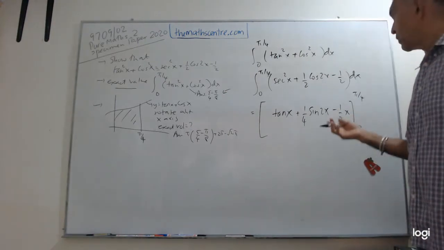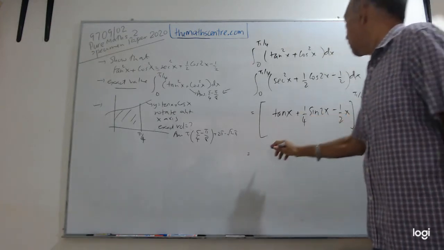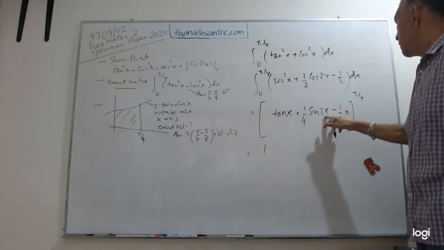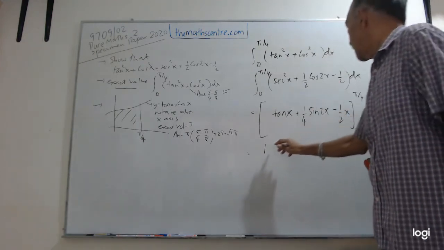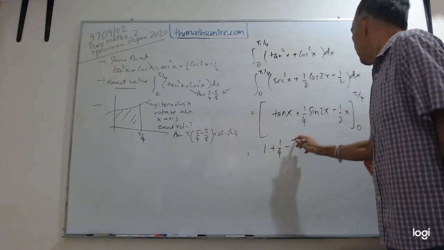We can check it really quickly. Let's plug in pi over 4. So I have tangent of pi over 4 will be 1. And then if I plug in pi over 4 here, it will be pi over 2. Sine of pi over 2 is 1. So I'll get 1 over 4. And then I'll have minus pi over 8.